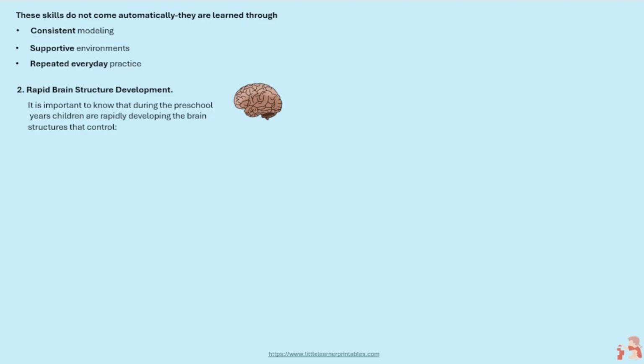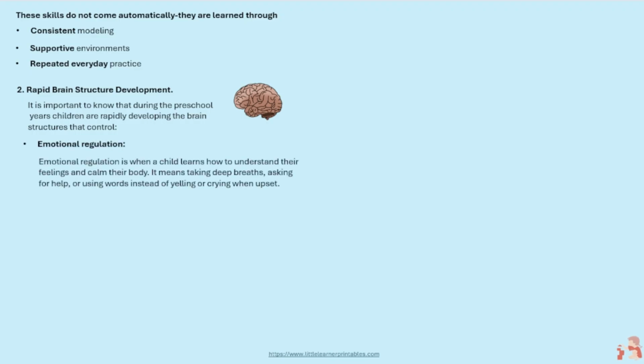Now let's look at the brain structure next. This does not come automatically. These skills are learned through consistent modeling, supportive environments, and repeated everyday practice. It is important to remember that during the preschool years, children are rapidly developing the brain structures that control emotional regulation.